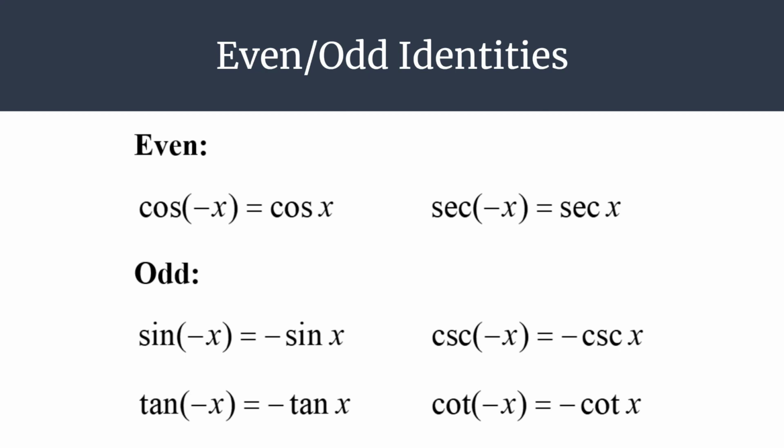Now the odd. We said that odd functions have symmetry about the origin. So for every x, y on a graph, there should be a negative x that produces a negative y. And so we'll use these as identities. For example, look at sine. If we have sine of a negative input, a negative angle, we could replace that term with negative sine x, and that may be helpful when verifying. All right, so those are even odd.